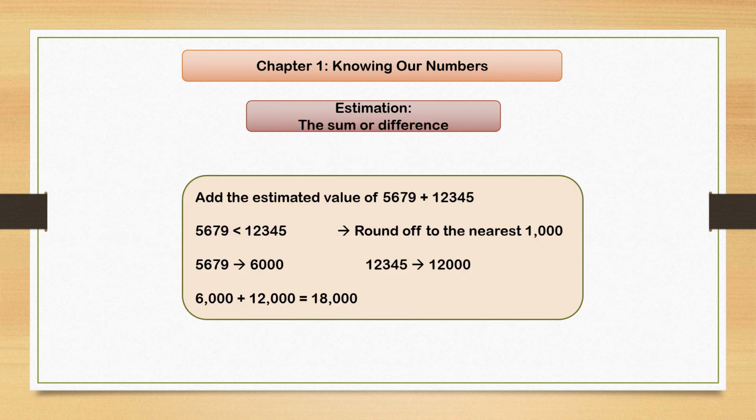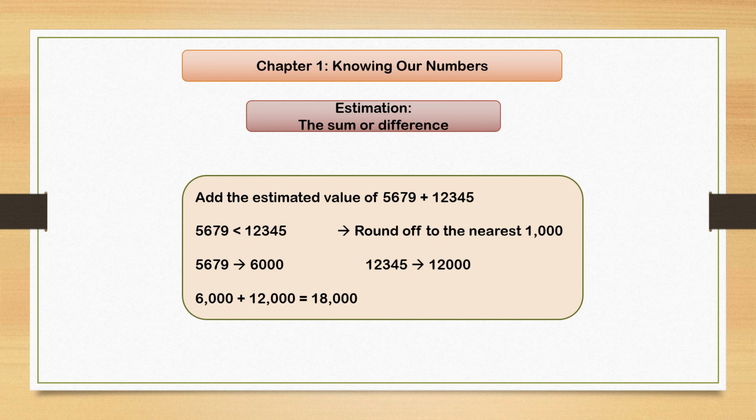Now, let's understand the rules to be followed for addition and subtraction of estimated numbers. We will try to understand these rules with the help of an example. Here we have a question which says, add the estimated value of 5,679 and 12,345. Here, first we observe which is the smaller number out of the given numbers.